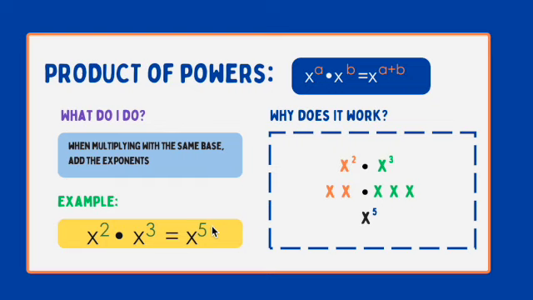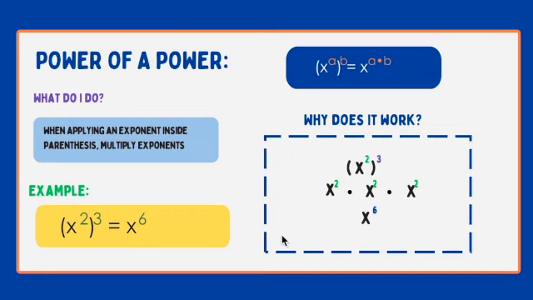So when multiplying with the same base, we are simply adding the exponents. That is the first law, the product of powers. Moving on, the next one is the power of a power. In this case, we have x raised to the power a, raised to the power b. When applying an exponent to a power inside parentheses, we are multiplying the exponents.